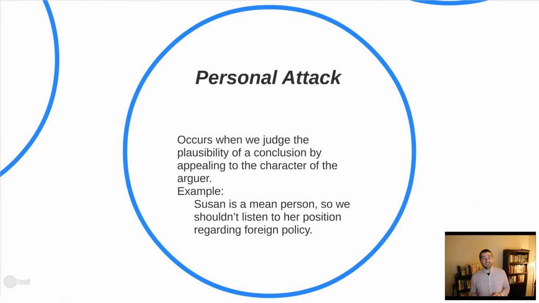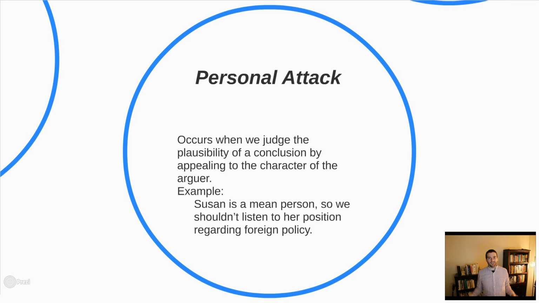Next up is personal attack. This is also known as ad hominem. This is probably one of the best known fallacies. The personal attack, or ad hominem fallacy, occurs when we judge the plausibility of a conclusion by appealing to the character of the arguer instead of the nature of the idea itself, right? So a mean person is telling us their attitude on economic theory, right? Their view of economics. Well, they're mean. I'm not going to listen to them.